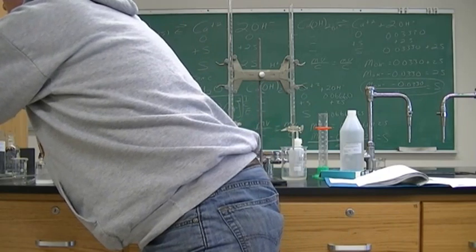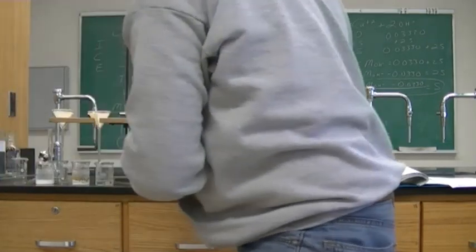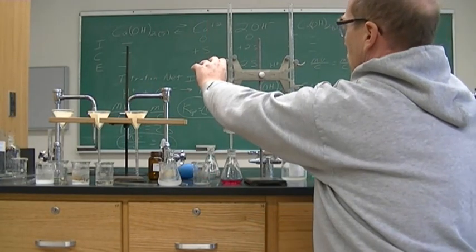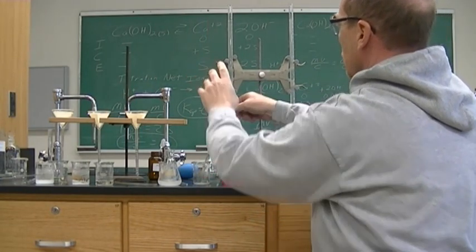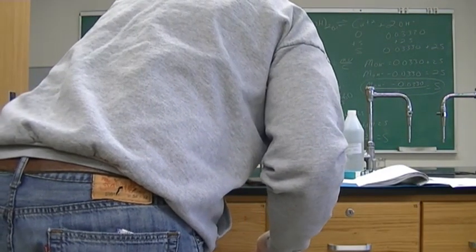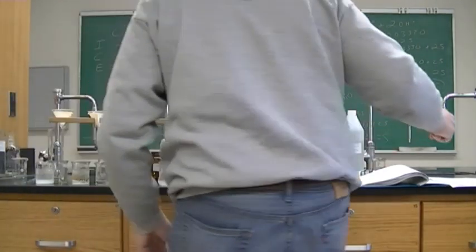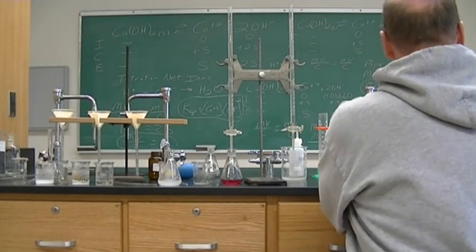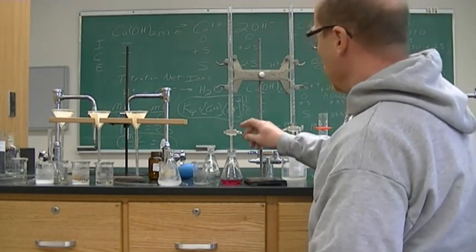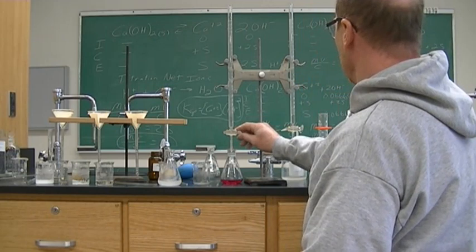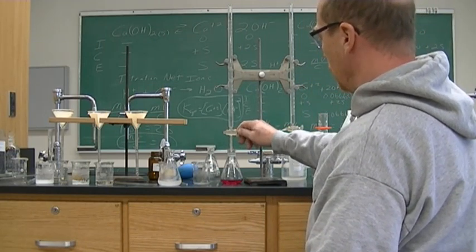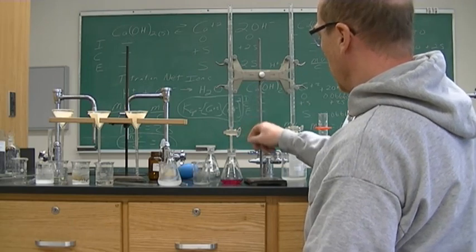Put 10 mLs of deionized water. We need to get our initial 0.08. We're starting at 0.08 milliliters. All right, and this is our third solution, which is the 0.06660 molar NaOH with calcium hydroxide.